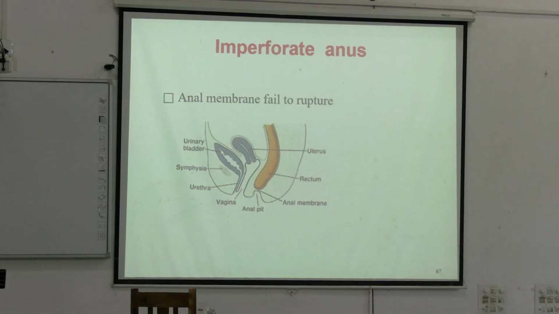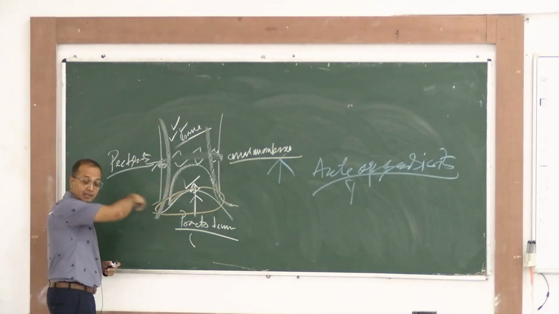Now how do you think this imperforate anus is going to come to you? They will have the normal anal pit or normal opening which is present. So this anal opening is there.